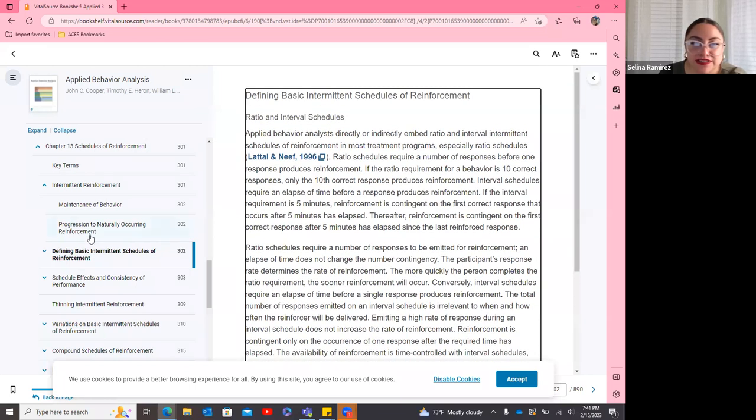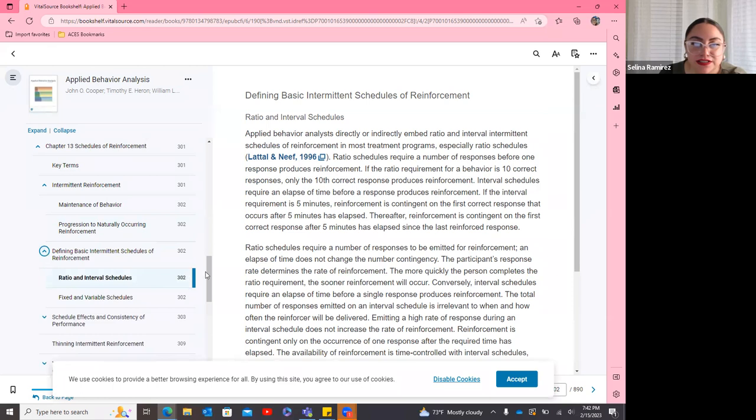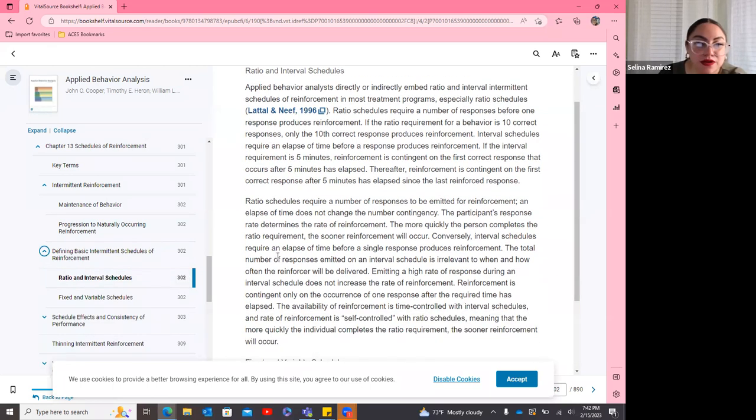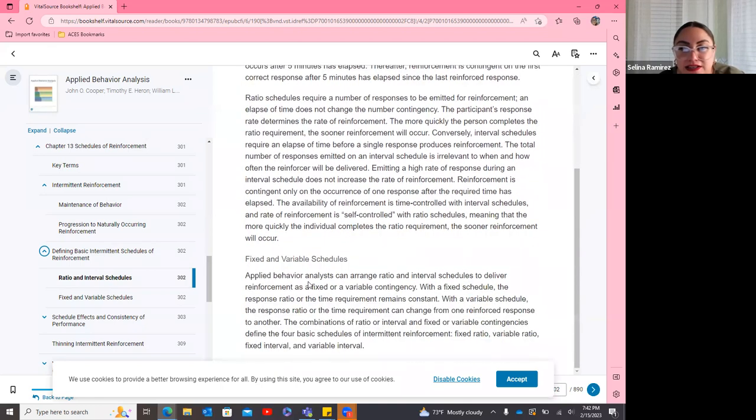Defining basic intermittent schedules of reinforcement. Okay, so now it's going to start talking about ratio and interval schedules and fixed and variable. So those are all those FR and VR and FI and VI types of schedules of reinforcement. Those are pretty basic. So as a technician, those are kind of the ones that they learn. So those will be pretty easy for us to explain.